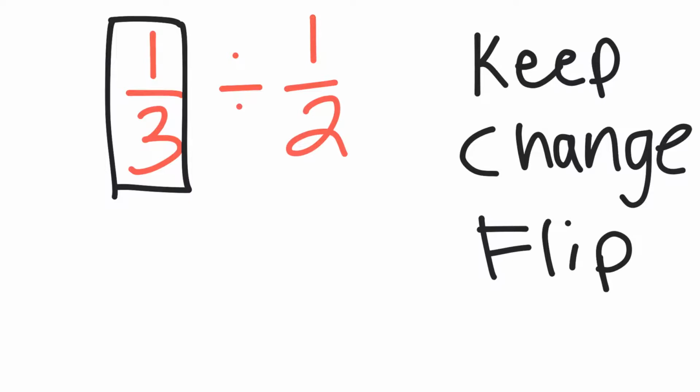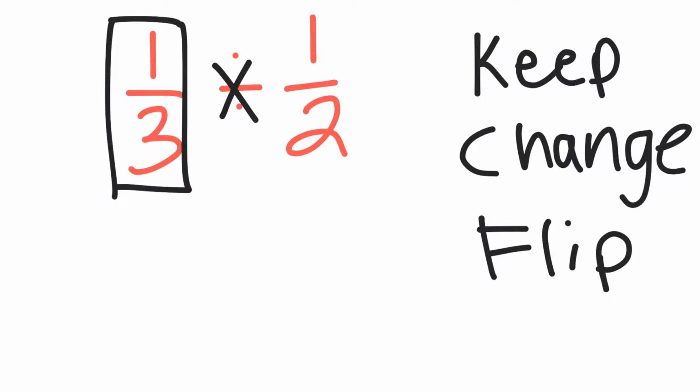The second thing that we take care of is our sign. So I want to change our sign, and so my division sign becomes a multiplication sign. And so the division changes to multiplication. Basically, it becomes the exact opposite.